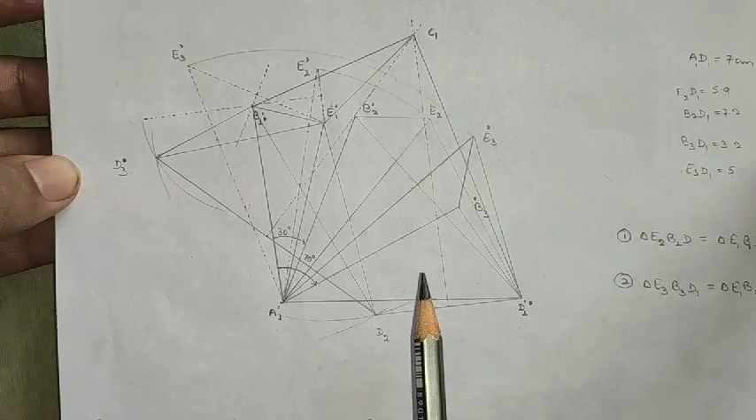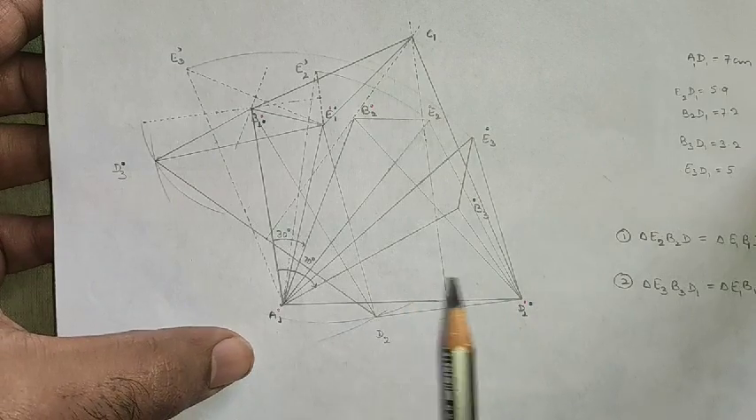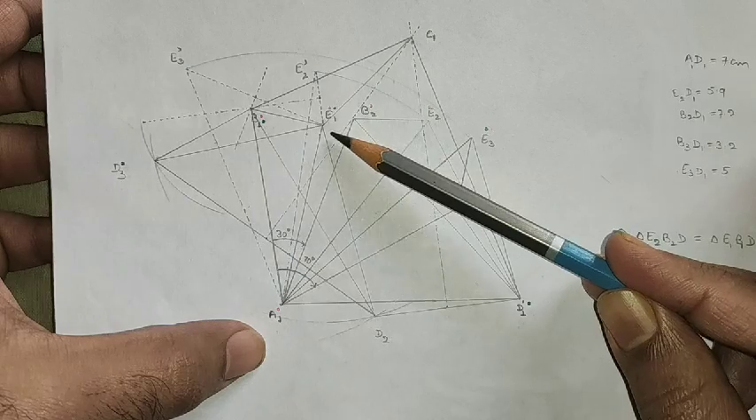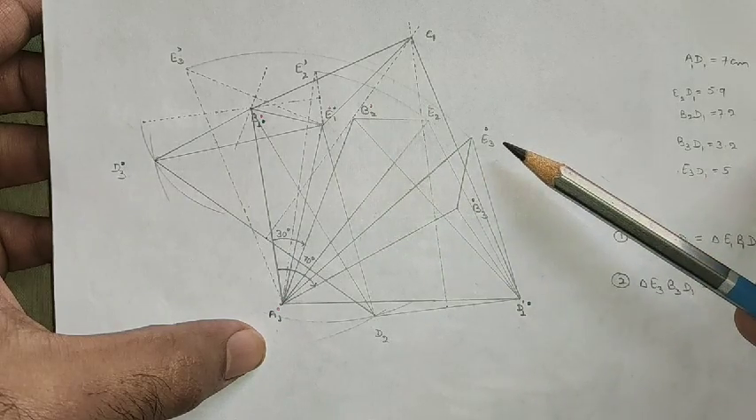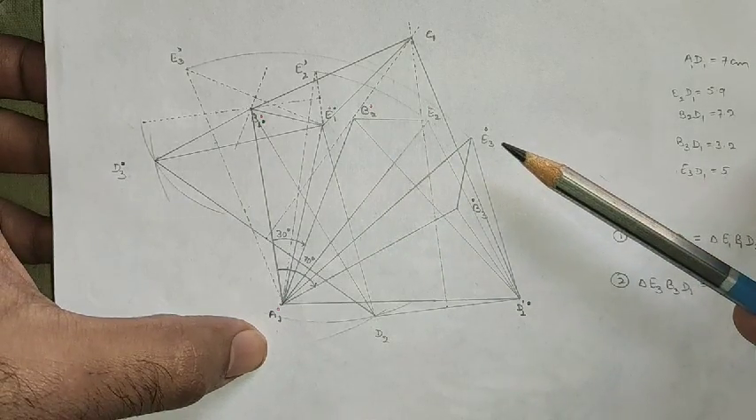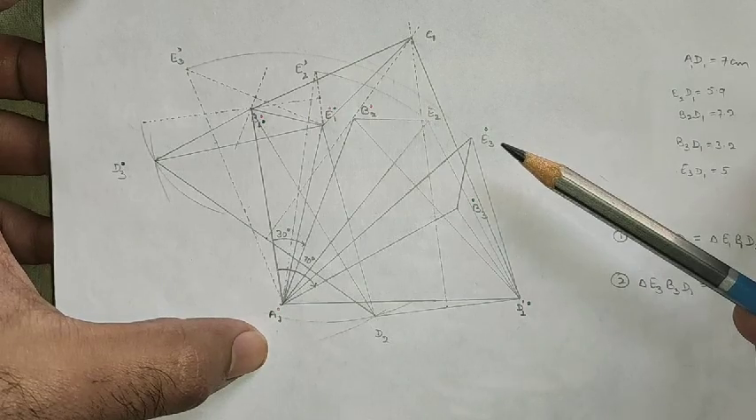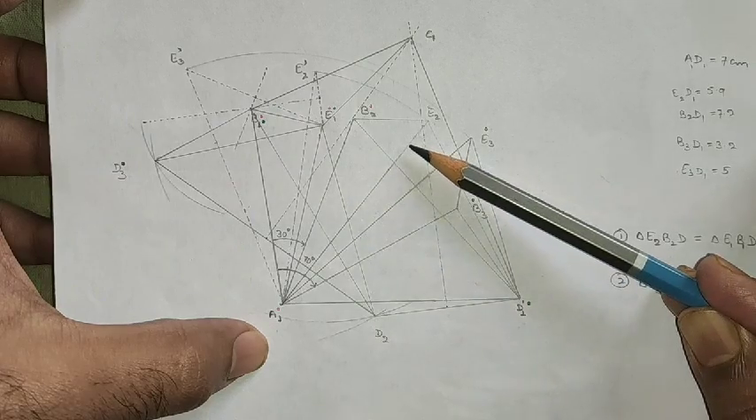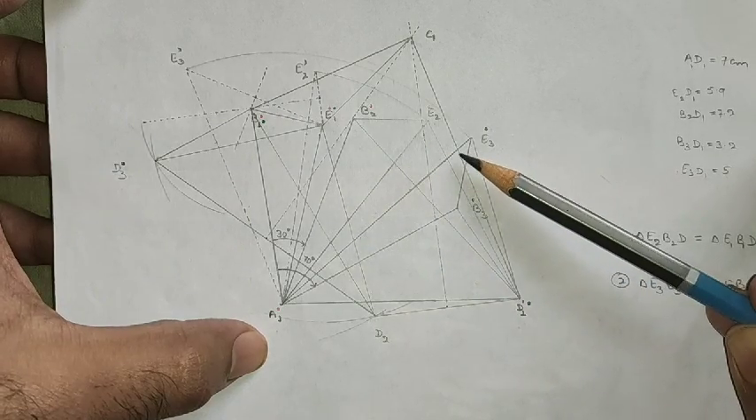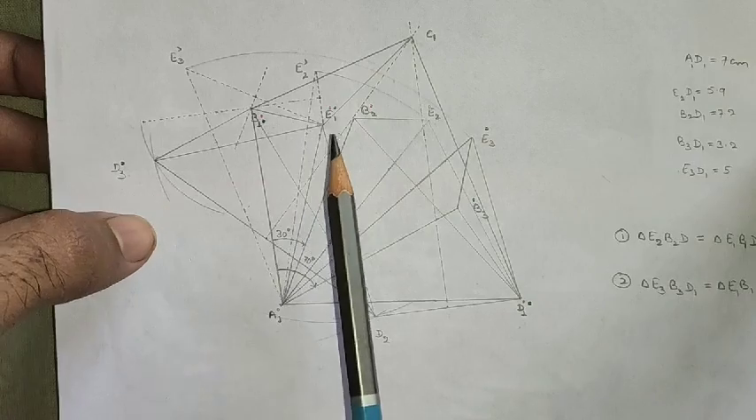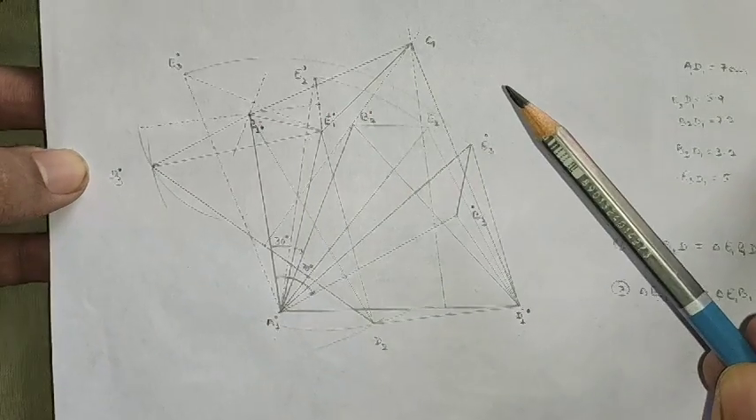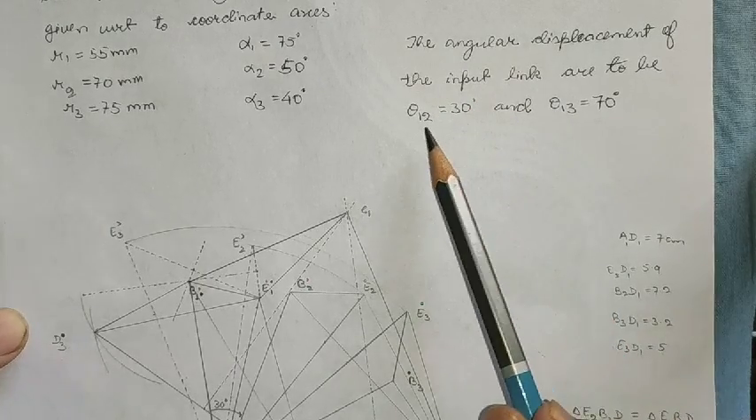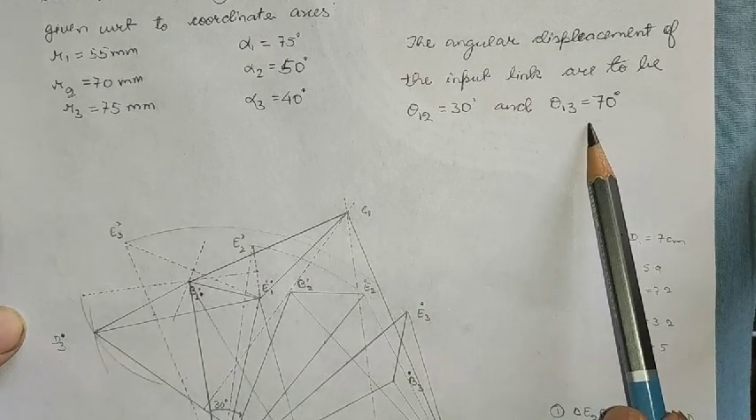Now, defining the 3 points mentioned, R1, R2 and R3. Here we have indicated the other point E on R1, R2 and R3 as E1, E2 and E3, which are at a distance of 55 mm, 70 mm, 75 mm at respective angles of 75 degree, 50 degree and 40 degree. Other parameters are also mentioned in the question, that is, the angular displacements of the input link, theta 12 and theta 13.